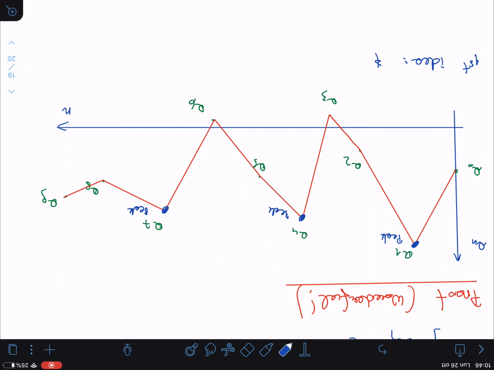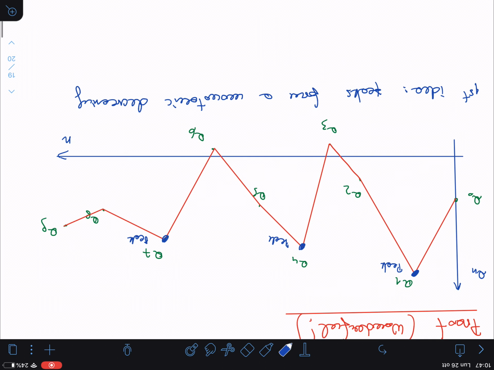So the first idea is that peaks form a monotonic decreasing sequence, provided that they are infinitely many, because we are not guaranteed that they are infinitely many in order to form a sequence.